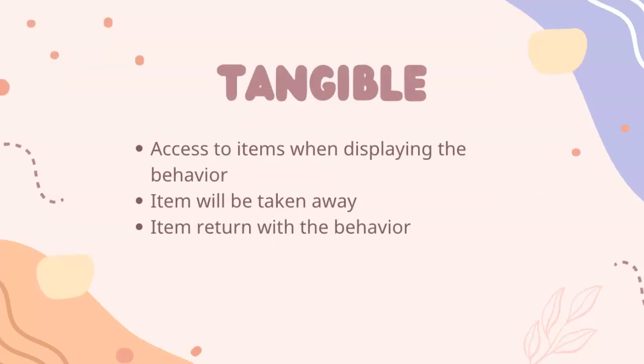In the tangible condition, the client is given access to desired items or activities upon engaging in a problem behavior. This condition helps us to determine if the behavior is maintained by access to specific items or activities. The item will be taken away and returned if the behavior occurs again. So in this condition, it is important to present the item or activity only when the target behavior occurs. So here, the individual is given access to the desired item as a consequence of the target behavior.